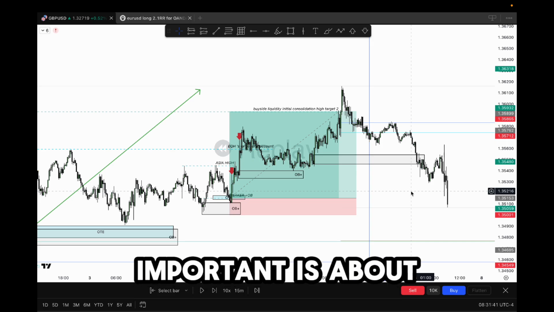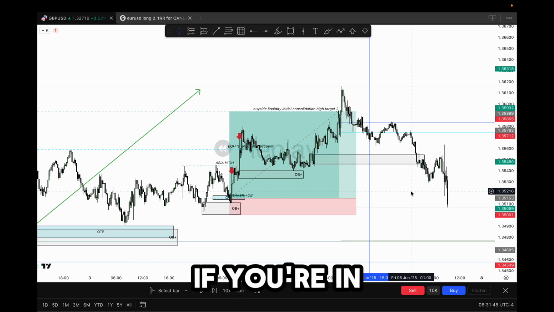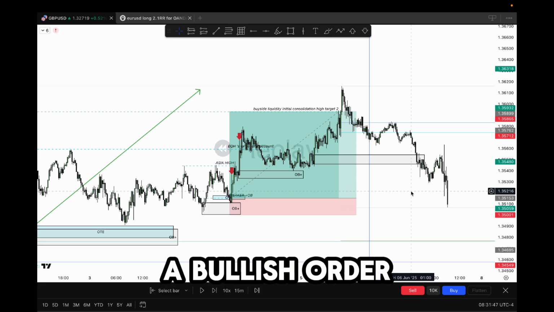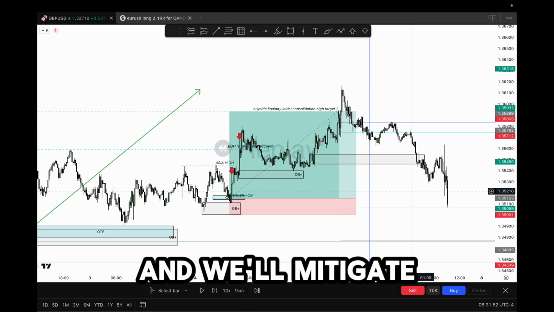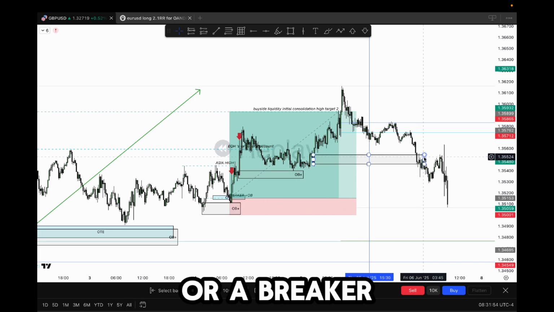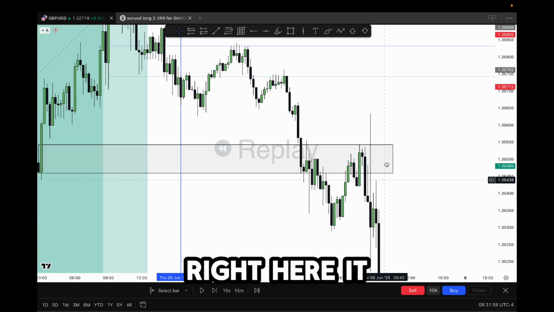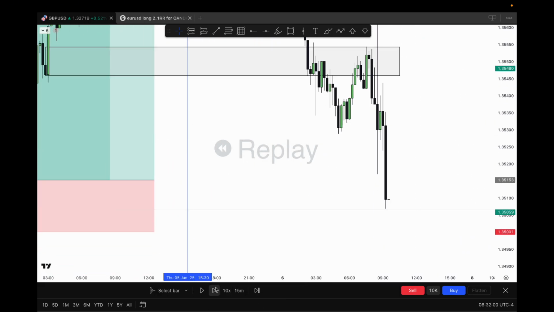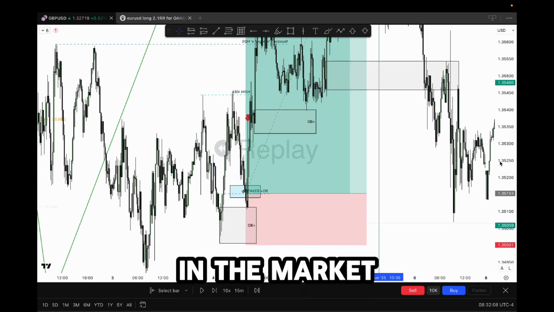So what's also important about order blocks, what I'm going to teach you, is you have to know where you're in the market. If you're in a reversal in the market and you see a bullish order block, but the trend reversed to bearish, there's a big chance it doesn't work, and it will turn into a mitigation block or a breaker block, because this block worked as a mitigation block right here. It hit it and just went down. As you see, you have to know where in the market you're at.